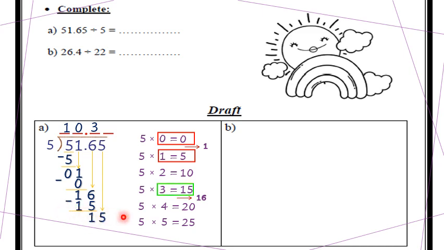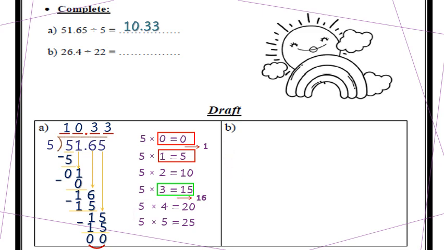15 divided by 5. Here we have 15. So I'm going to write 3 up. Then 3 multiplied by 5 equals 15. Then subtraction. 15 minus 15 equals 0, 0. So the answer is 10.33.